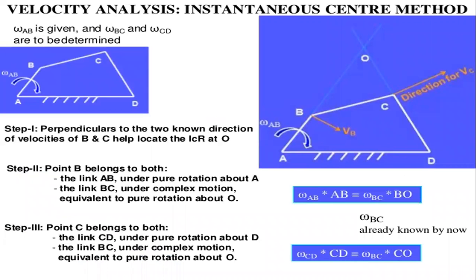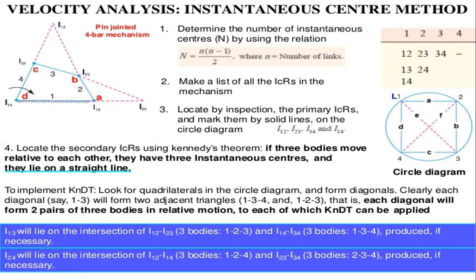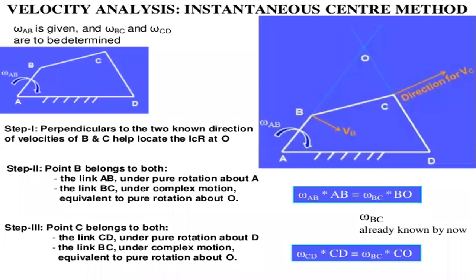And next, we are going to find the angular velocity. So the angular velocity of AB, omega of AB, is given in this diagram, and omega of BC and omega of CD are to be determined. So these are to be determined in this section. So we are going to follow the stepwise procedure of finding this angular velocity.